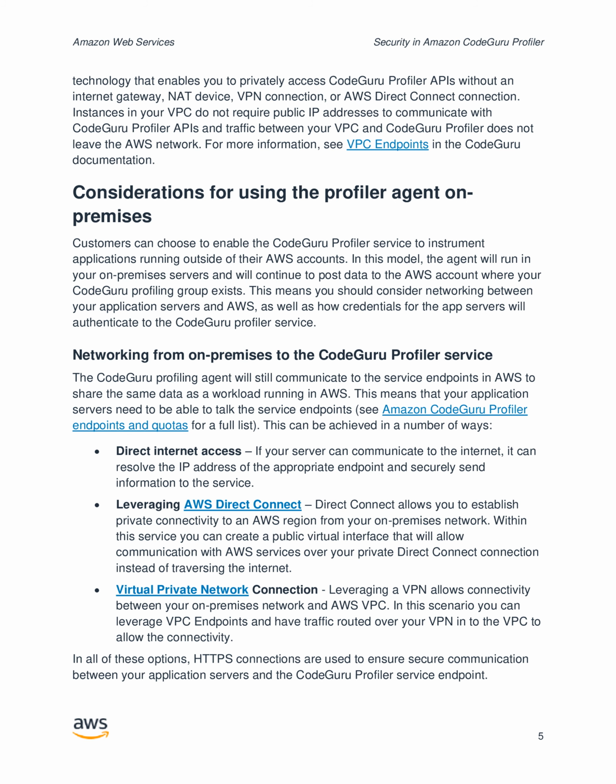Virtual Private Network connection. Leveraging a VPN allows connectivity between your on-premises network and AWS VPC. In this scenario, you can leverage VPC endpoints and have traffic routed over your VPN into the VPC to allow the connectivity. In all of these options, HTTPS connections are used to ensure secure communication between your application servers and the CodeGuru Profiler service endpoint.